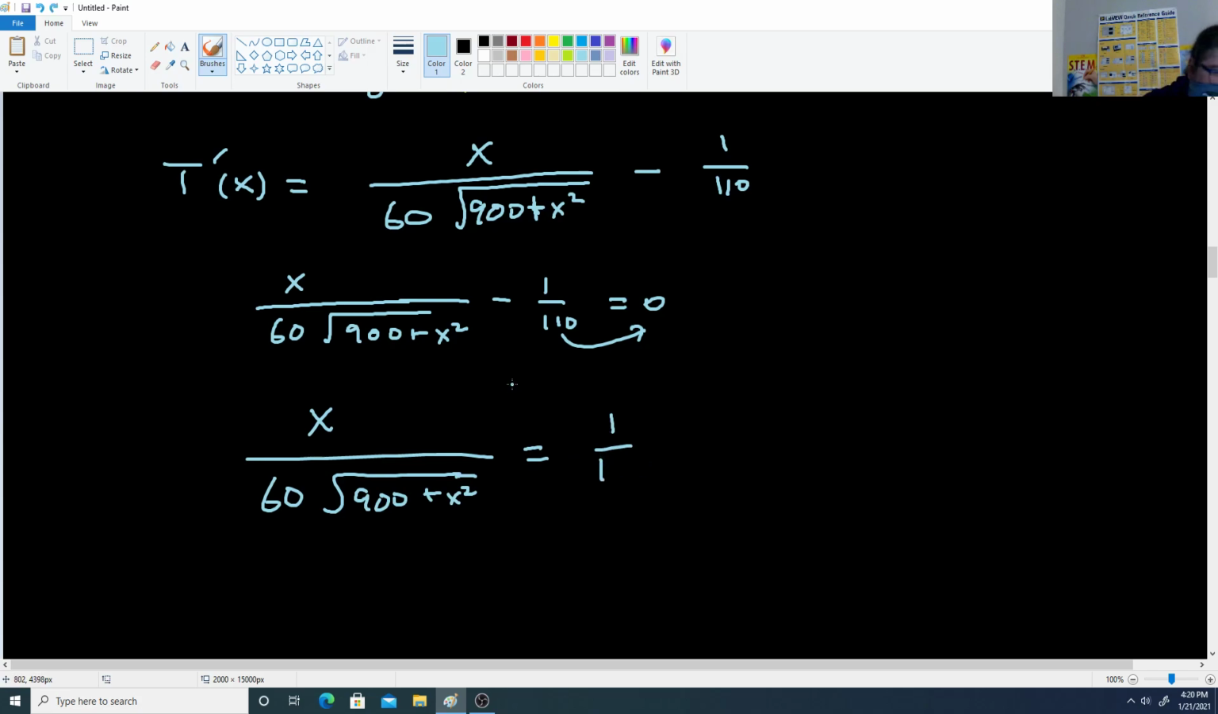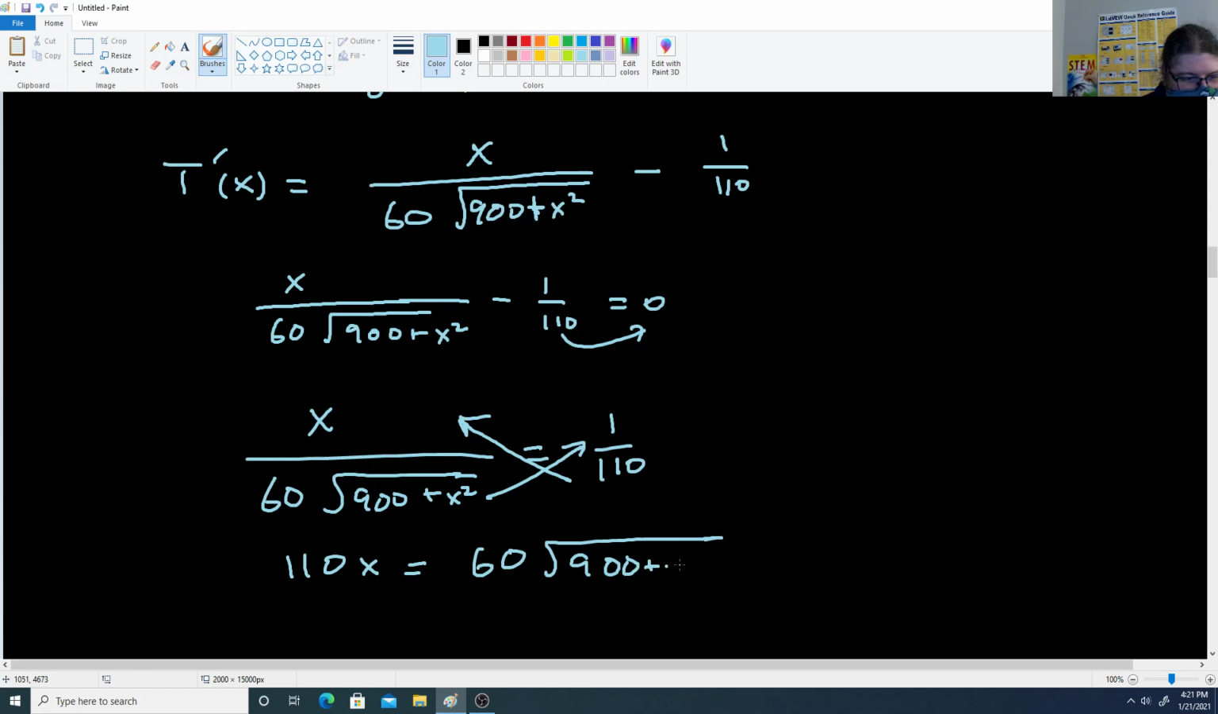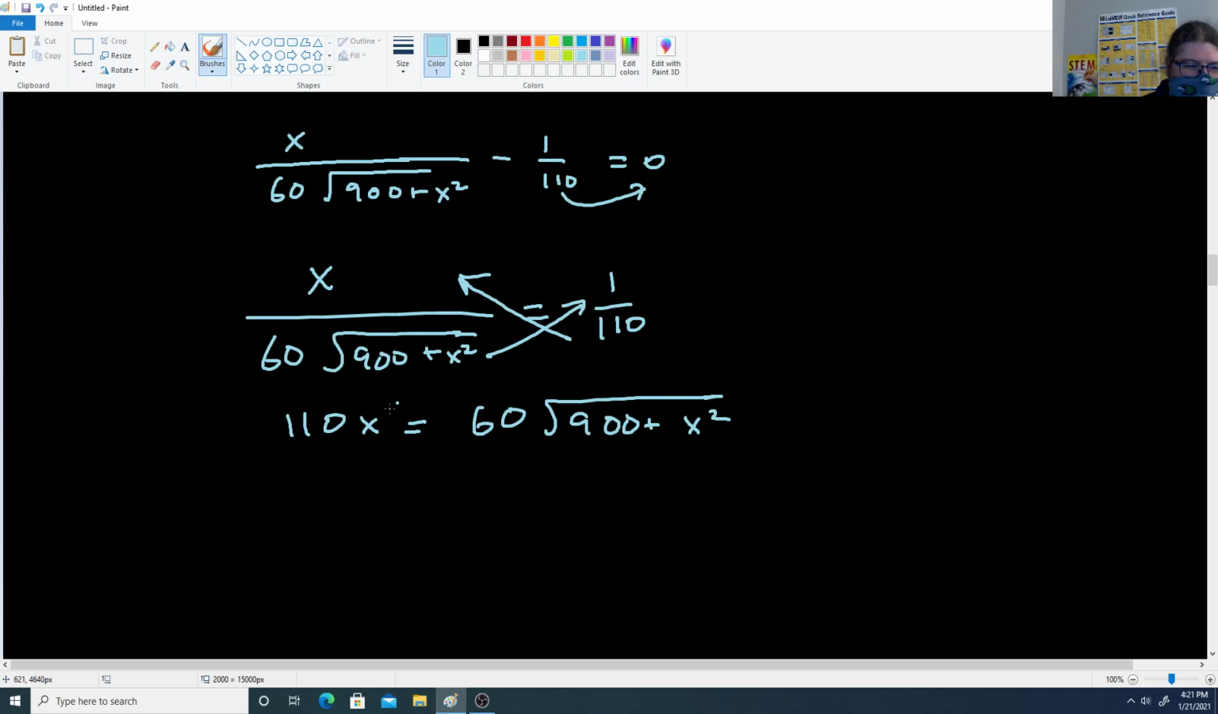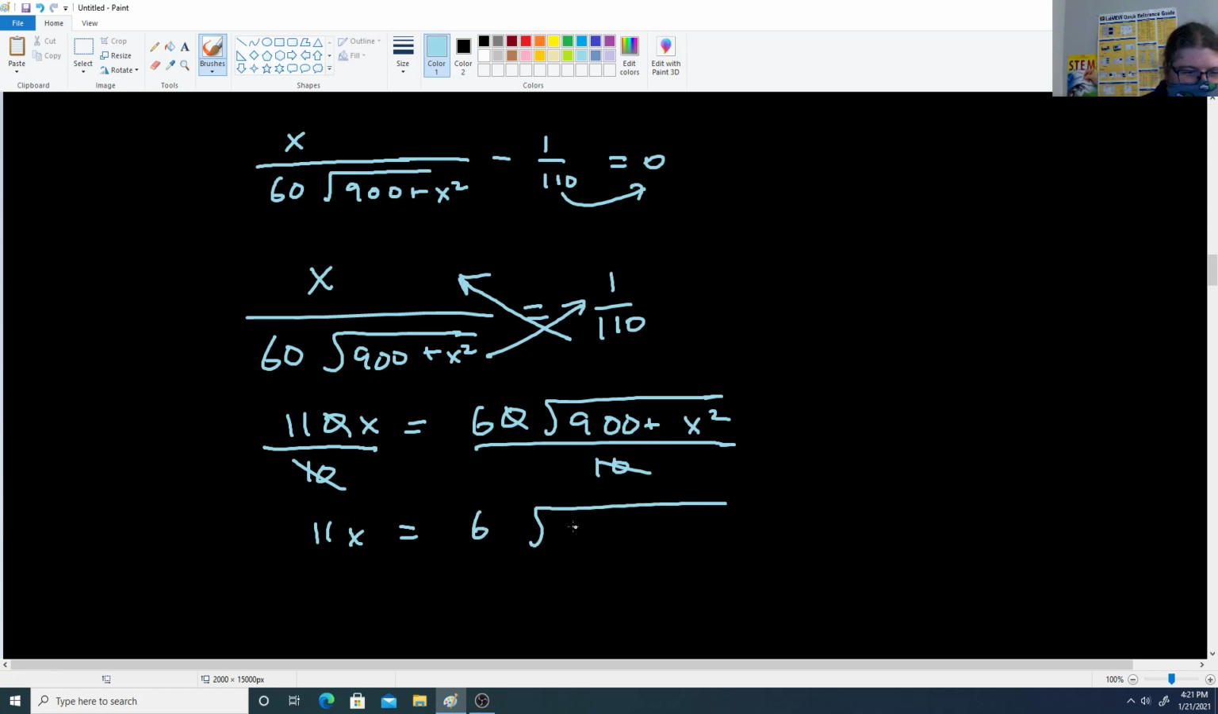Oops, 110. I'm going to cross multiply, so 110 multiplies up here. That whole mess multiplies there. When we worked this in class the other day, I did not divide everything by 10 in this step, so the numbers got really big. So in here, I'm going to divide both sides by 10, which will give us 11x equals 6 times square root of 900 minus x squared, and that'll keep the numbers a little bit smaller.